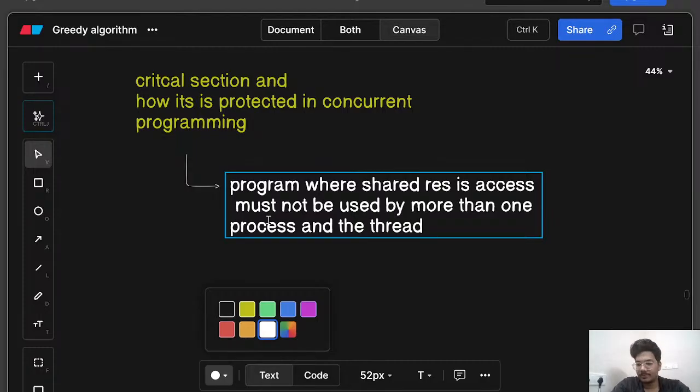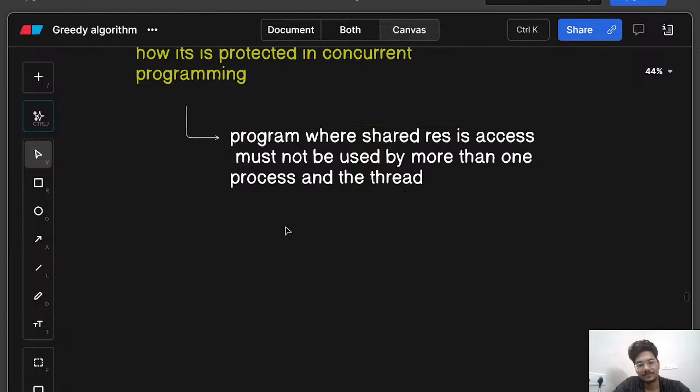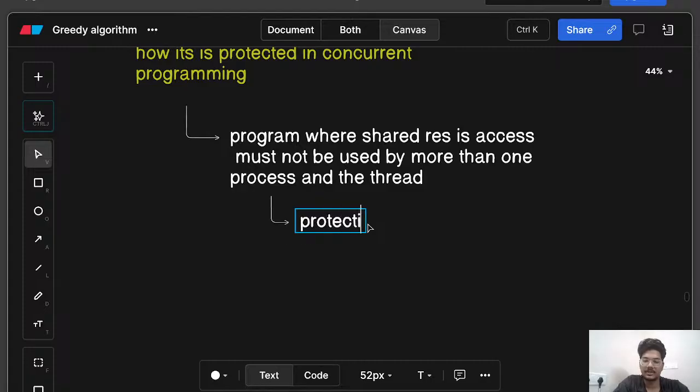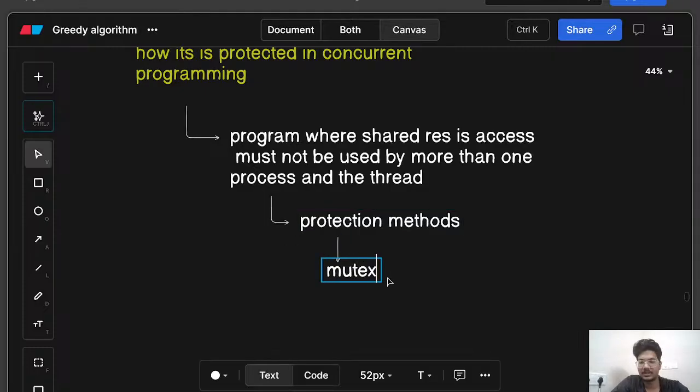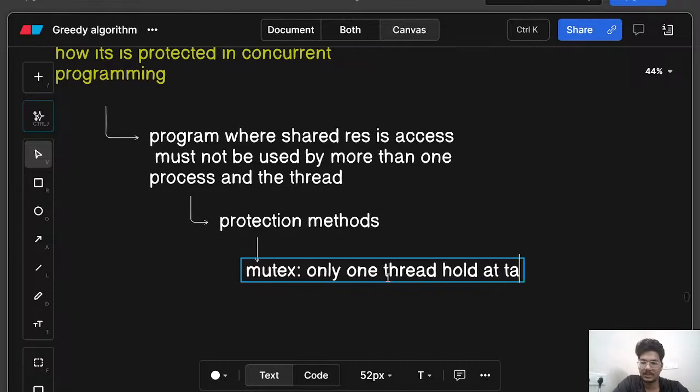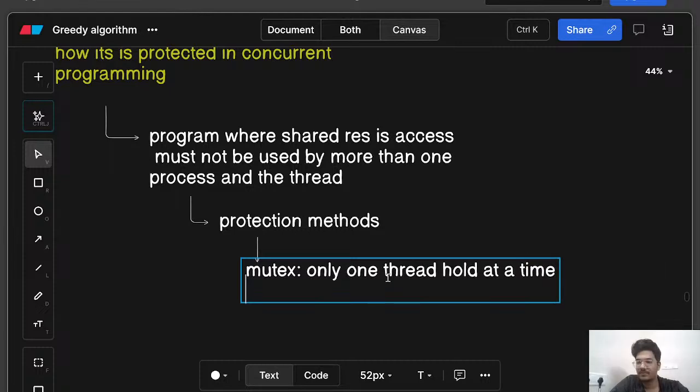The protection mechanisms for the critical section are mutex, semaphore, monitor, and disabling the interrupt. So what are the protection methods? Mutex. What do you mean by mutex? Only one thread can hold the lock at a time. Okay.